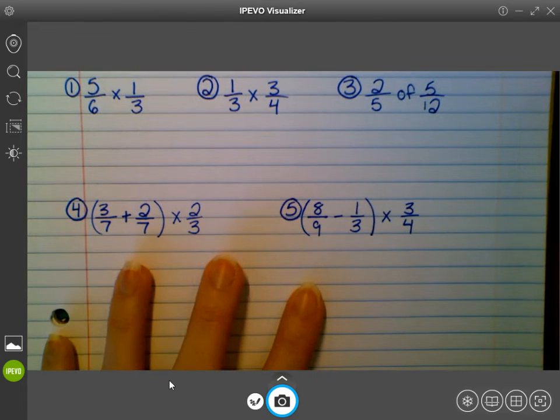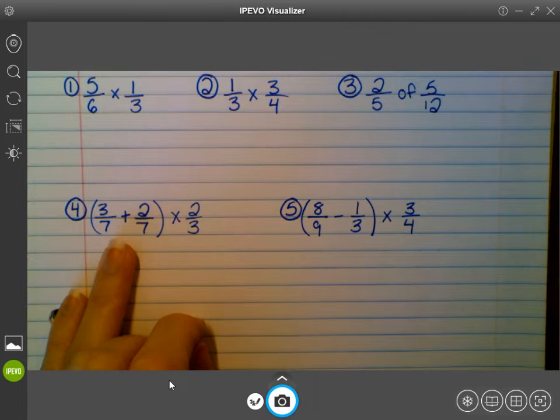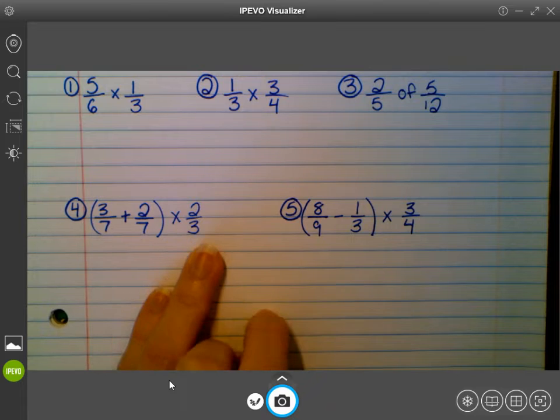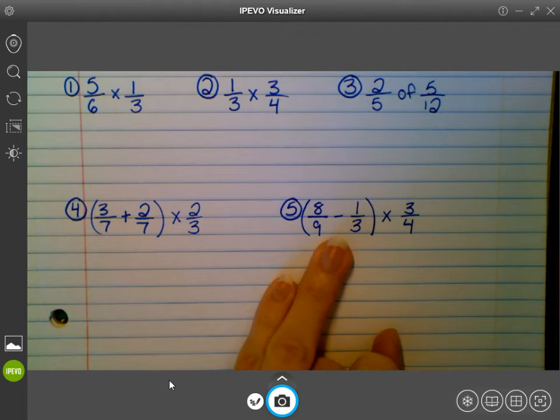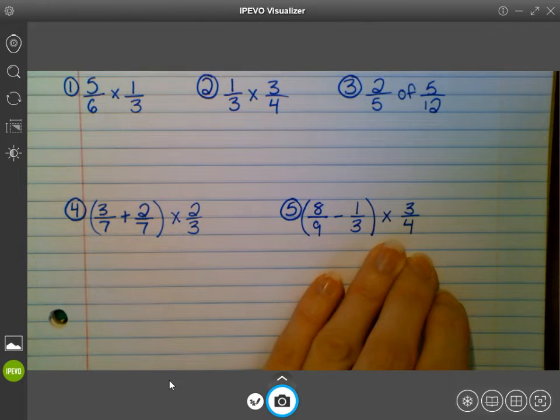Again, number 4 is 3/7 plus 2/7 in parentheses. And then outside of the parentheses is times 2/3. And number 5, inside the parentheses is 8/9 minus 1/3. And outside of the parentheses is times 3/4. And when you're ready, solve them.